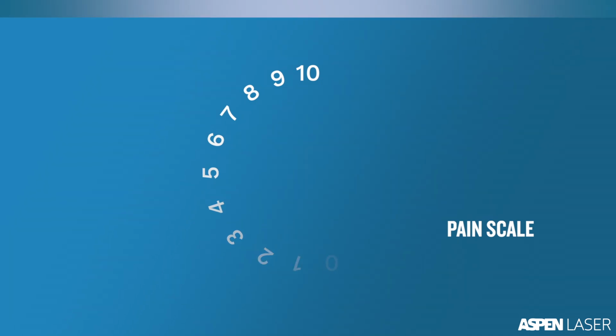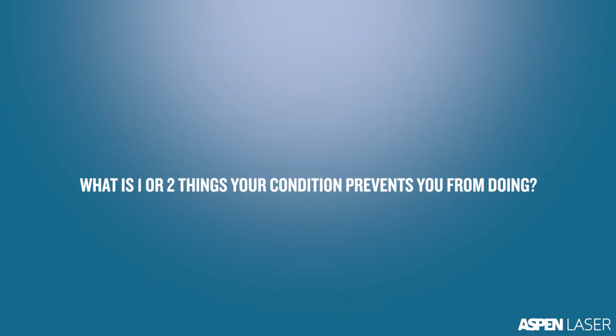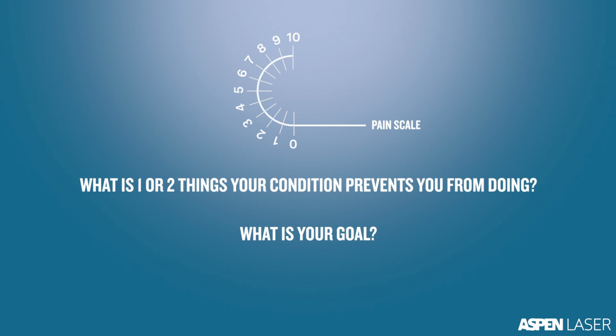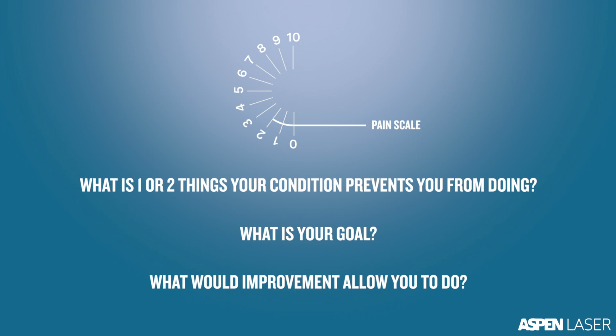We then want to find out what is 1 or 2 things that their current condition limits them from doing. After that, we want to establish their goal on the same numbered scale, 0 being absent from pain, 10 being unimaginable pain. We then follow that up with asking them what is the one thing that improving their condition would allow them to do that they can't currently do. We repeat these questions through the other 4 areas that we've highlighted that can be addressed by light therapy.